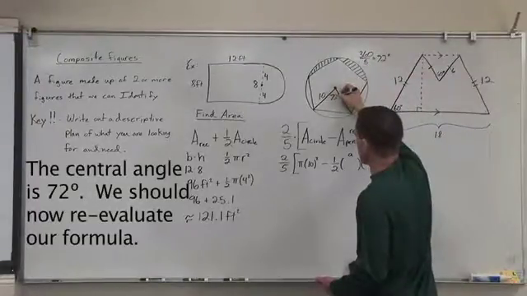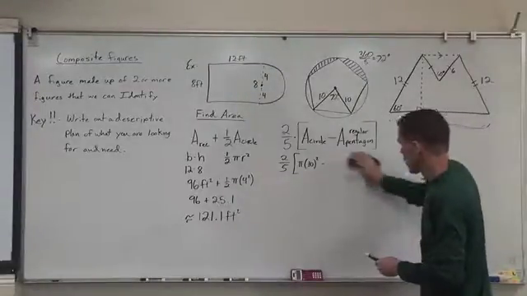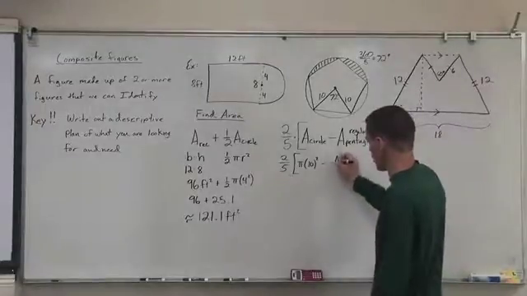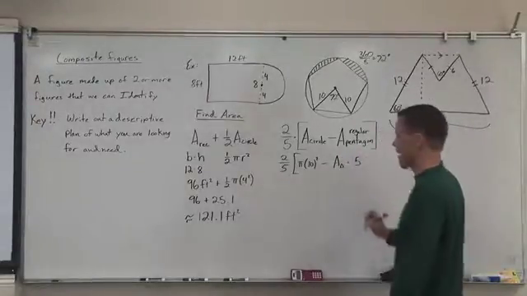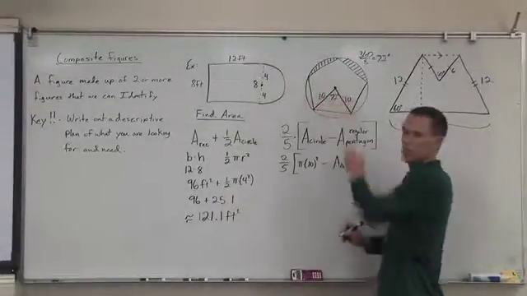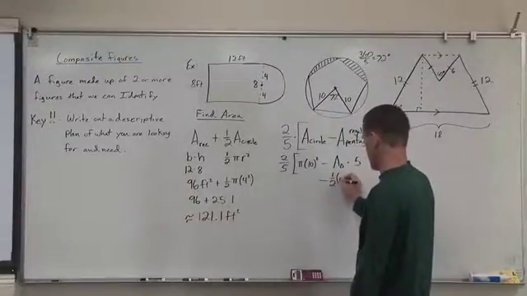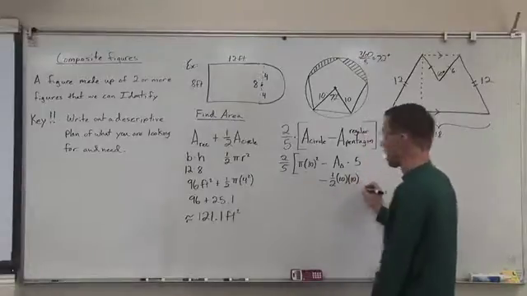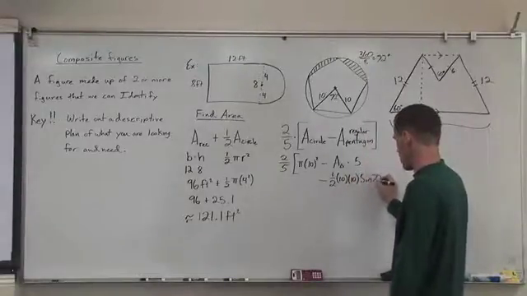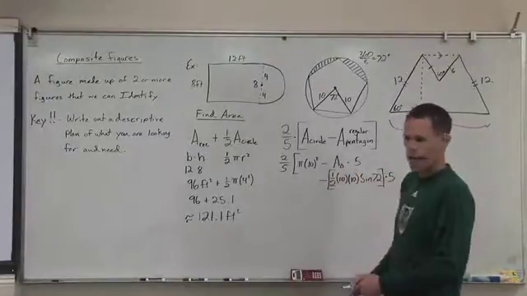Instead of apothem times side times number of sides, I need to recognize that I want to find the area of the triangle and multiply it by 5. The reason I'm pointing this out is because I have side angle side. I can now say that this is 1/2 side number 1, 10, times side number 2, 10, times the sine of 72. That will give me the triangle, and there are 5 of those triangles.